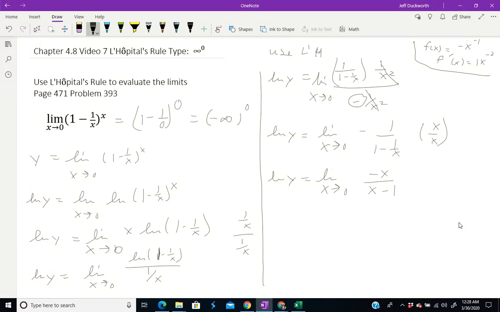So if we do this, this equals 0 over negative 1. Okay, so that's going to equal 0. So we have ln of y equaling 0, which means y equals e to the 0, which is 1. And there you have it.